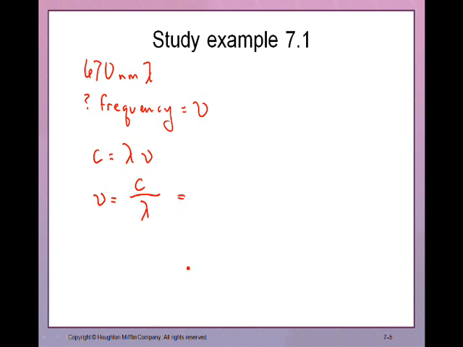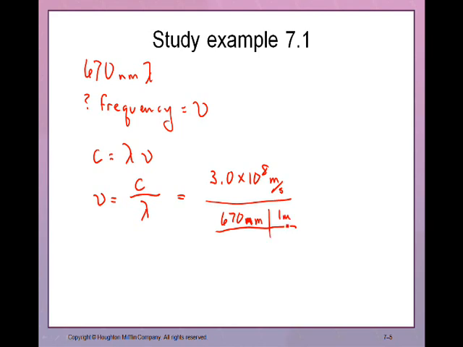So we have to be a little bit careful here, however, because the speed of light is expressed in meters per second, 3 times 10 to the 8 meters per second, and the wavelength was 670 nanometers. And now those units will not cancel out, so we have to convert one of them to the other, and what we're going to choose to do is convert this one.